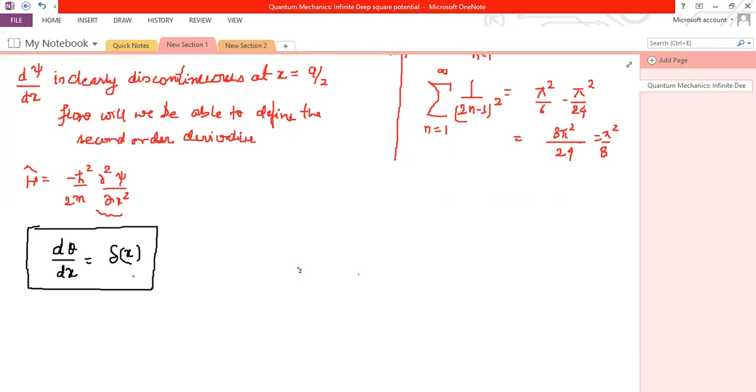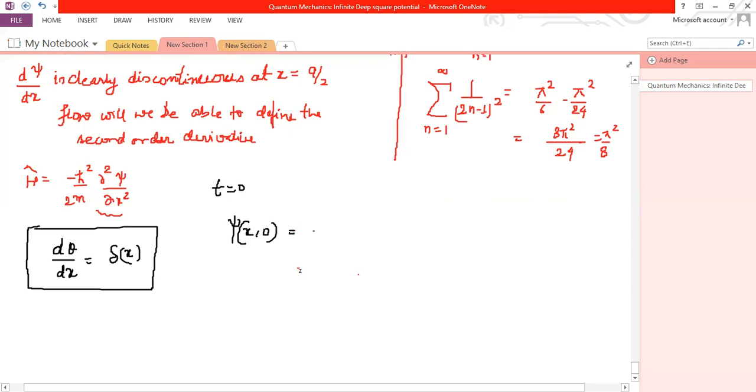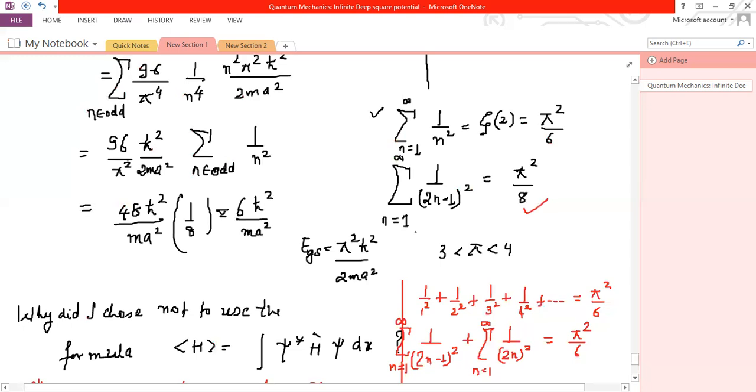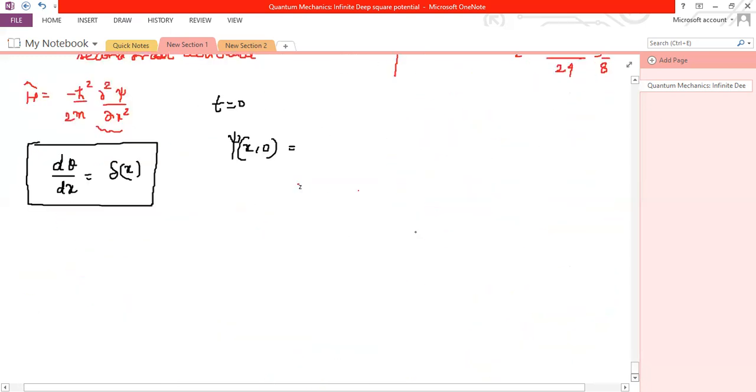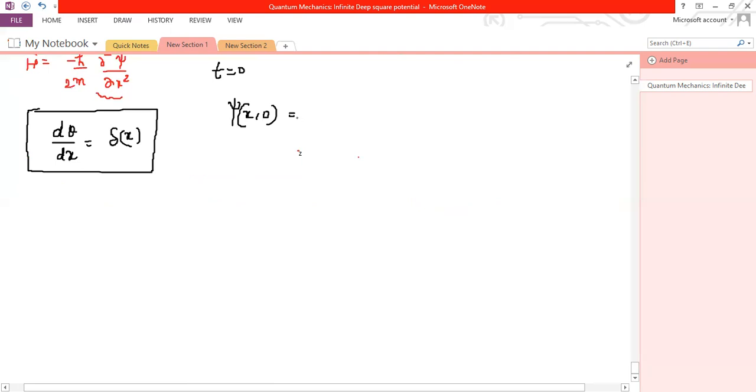So now if I want to write my initial wave function at time t equal to 0, I'll make it a little bit simple. Because you know that even if I multiply by e raised to the power minus i En t upon ħ, I'll come to that also, so that you won't be confused. What is ψ(x) at t equals 0?